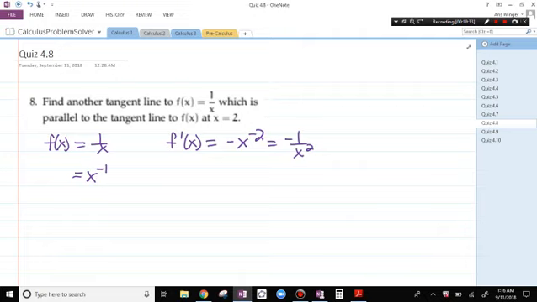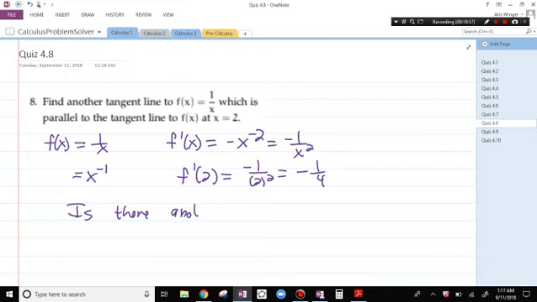If we want a tangent line that's parallel to the tangent line at 2, then we need to know the slope there. So f prime of 2 is the slope there. It's minus 1 over 2 squared, and that is negative 1 over 4. So then the question becomes, is there another value where f prime of x is equal to negative 1 over 4, right?